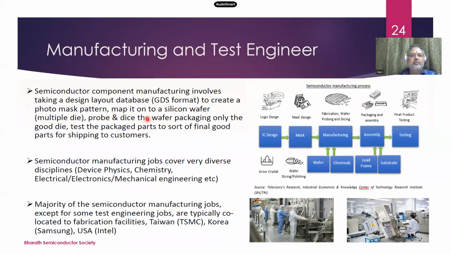Right? So all those things are going to happen. Then we have to send a good part to the customer, a working part. That's the process called testing. Once you manufacture, you have to qualify the chips and send them. That's called validation and testing, right?